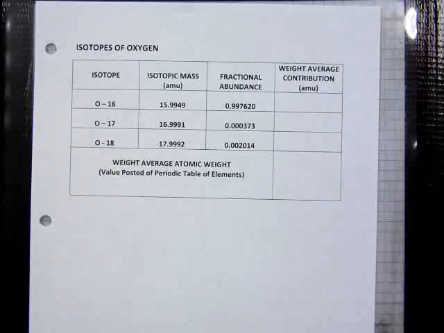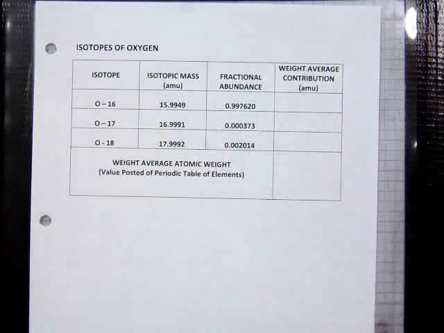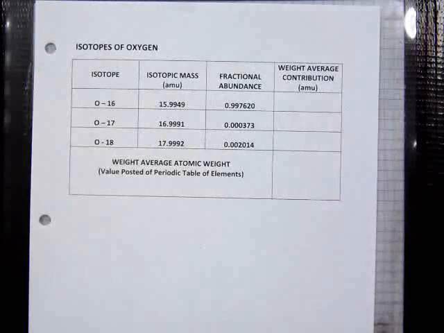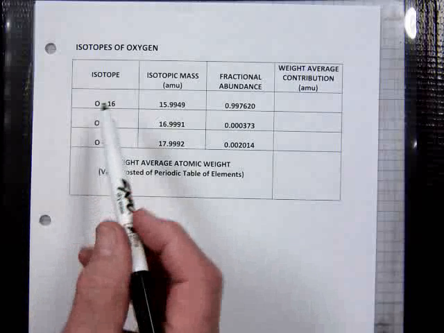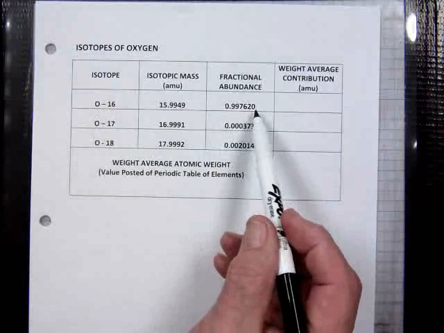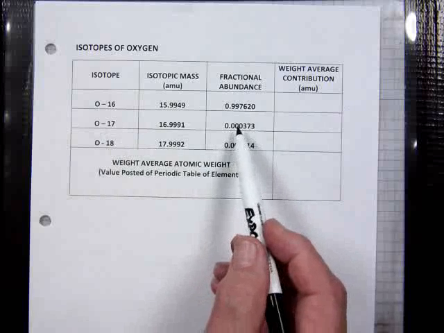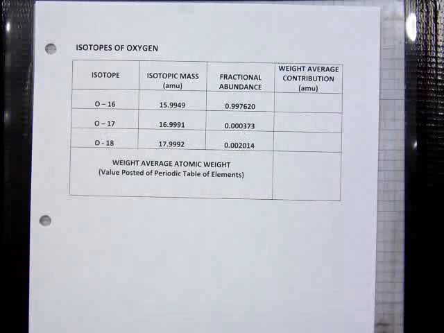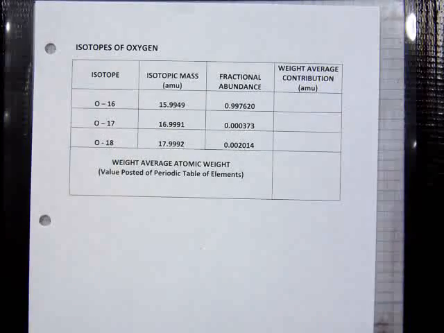Well, how do you get to that? Well, the number over here, called the fractional abundance, represents the, actually converted to percentage. This is the most abundant form of oxygen, oxygen 16. Okay? 99.7620%. And then there's oxygen 17, well, it's only 0.0373%. And of course 18 is 0.2014%. So the oxygen 16 represents the significantly greater contribution as far as structure goes.